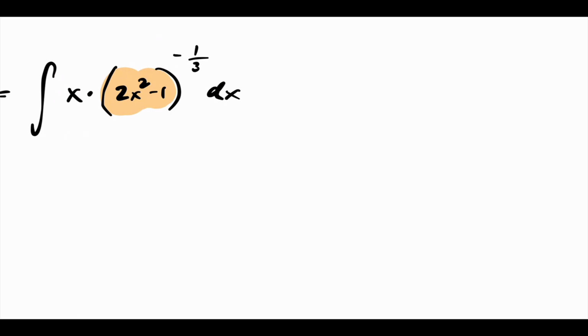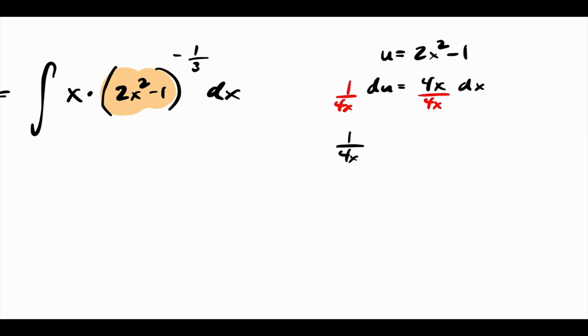Okay? So u is 2x squared minus 1. The derivative of that is 4x dx. Solve for dx. Done. We did our u part. Now you're ready to substitute.